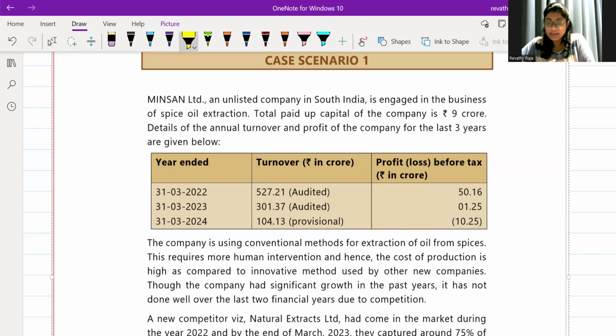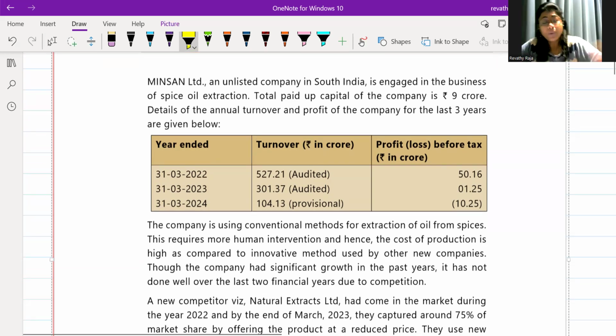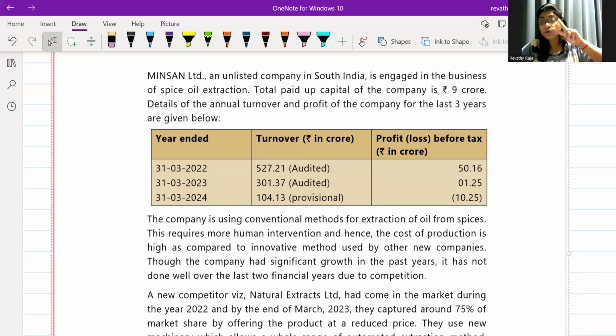Minson Limited is an unlisted company in South India, engaged in the business of spice oil extraction. Total paid up capital of the company is 9 crores. Details of turnover and profit of the last 3 years is as given. Whenever date or numerics is given in the MCQ, read it, or when you read the question, consider that. At times it may be irrelevant, at times there can be twists and turns with respect to date. Okay, date and numerics. So they have given the turnover, profit or loss.